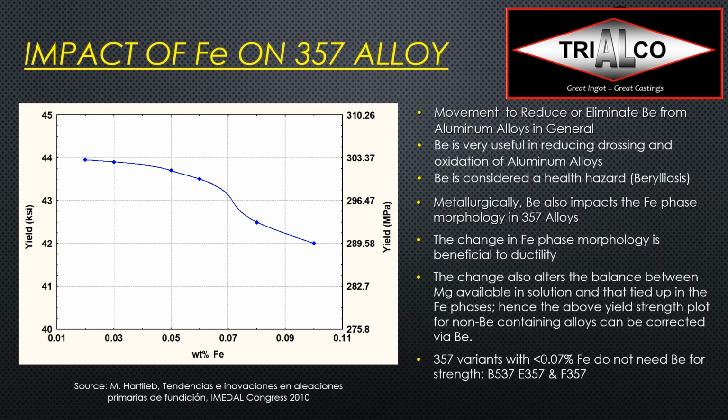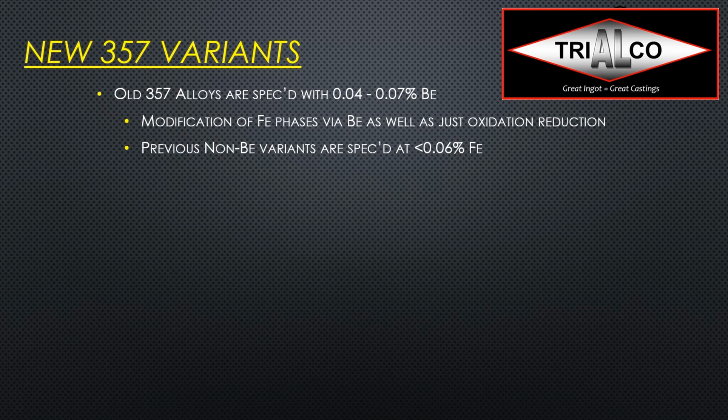So you change the iron phase, and that beneficially impacts ductility, and we can see here the yield strength as well. So that alters the balance between the magnesium available in solution and that tied up in the iron phase, and hence the yield strength plot for non-beryllium containing alloys can be corrected with beryllium. Therefore, newer variants of the 357 type alloys are all very low iron type alloys, and they typically don't exceed 0.07%. So let's have a look at these new 357 variants.